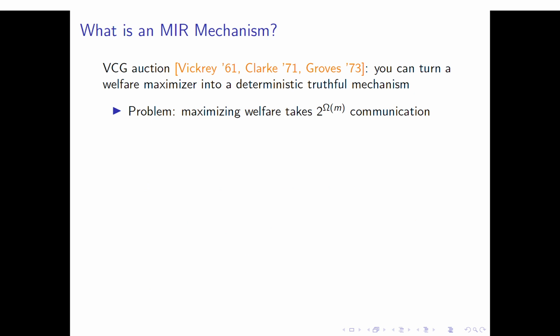So what is an MIR mechanism? The classical VCG mechanism says that if you have a welfare maximizer, then you can use it as a black box to generate prices which will incentivize truthful behavior. The problem is that maximizing the welfare takes exponential communication.